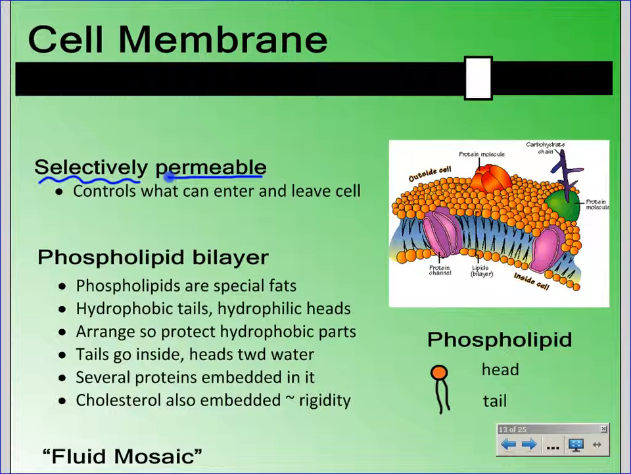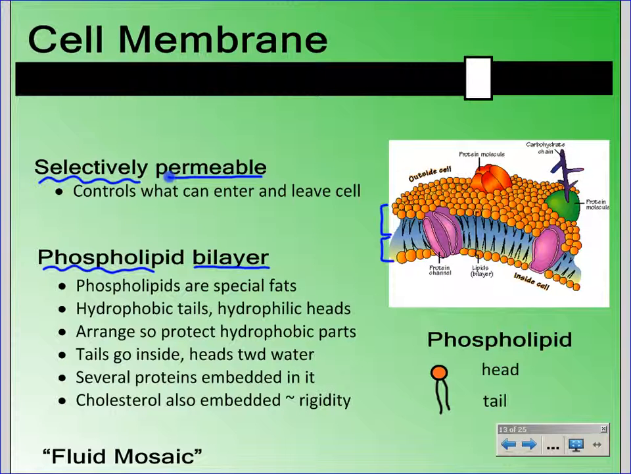Let's look at the word bilayer. Bi means two, so it is made up of two layers of these molecules. Two layers of phospholipids. If you look at the diagram, here's one layer of phospholipids, and here's the other layer of phospholipids. And they arrange themselves that way because of their tendency toward water.